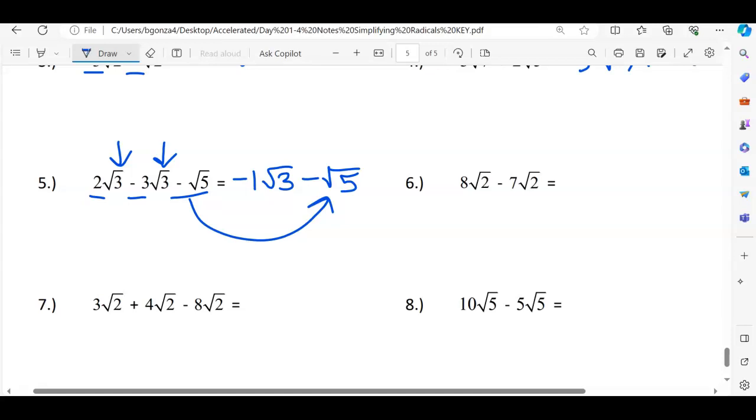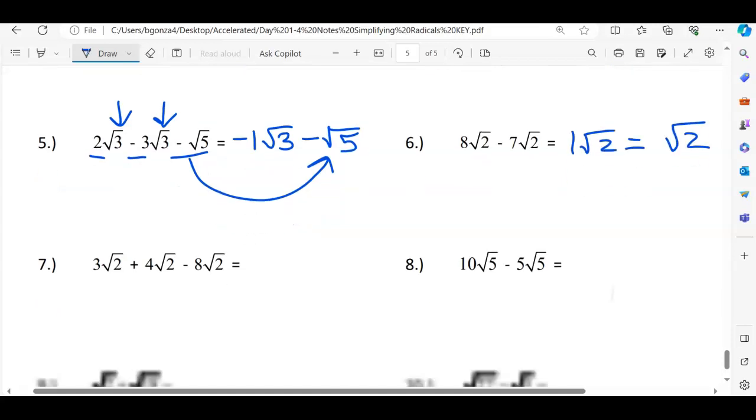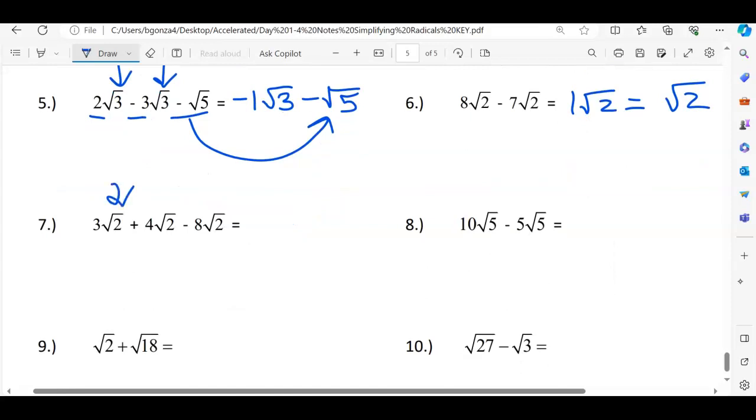Now, number 6, 8 minus 7 is 1, square root of 2, but usually you don't see the 1. Usually it's just square root of 2. On number 7, they're all square root of 2, so you can add them all up. 3 plus 4 is 7, and 7 minus 8 is negative 1, square root of 2, which you're usually going to see as just negative square root of 2. Number 8, 10 minus 5 is 5, square root of 5.